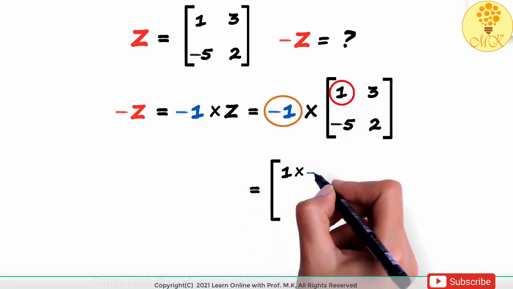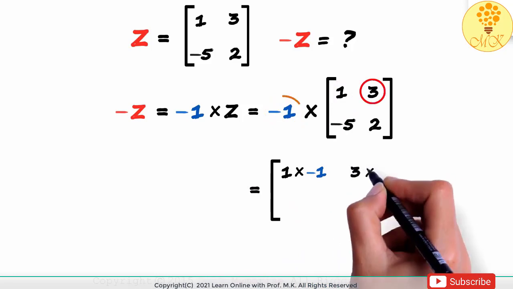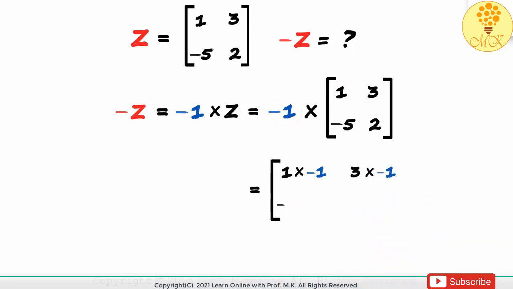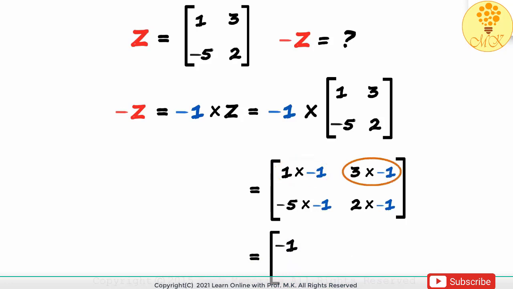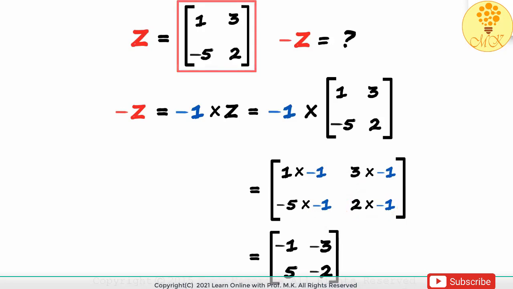1 will be multiplied with -1, then 3 will be multiplied with -1, and the last 2 elements will also be multiplied with -1. Now we just need to solve the expressions in each of the positions to get the final matrix. 1 multiplied with -1 is -1, 3 times -1 is -3, -5 multiplied with -1 is 5, and 2 times -1 is -2. If Z is this matrix, then negative of Z will be this matrix.